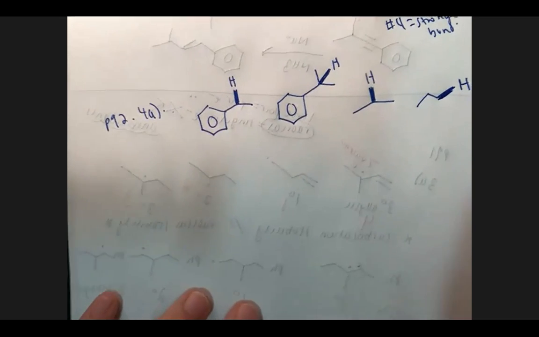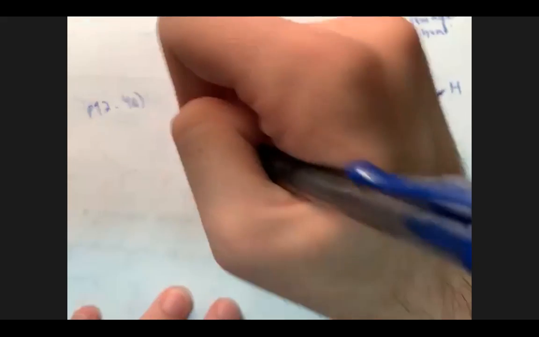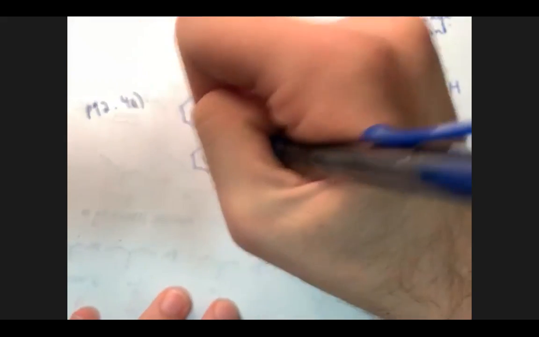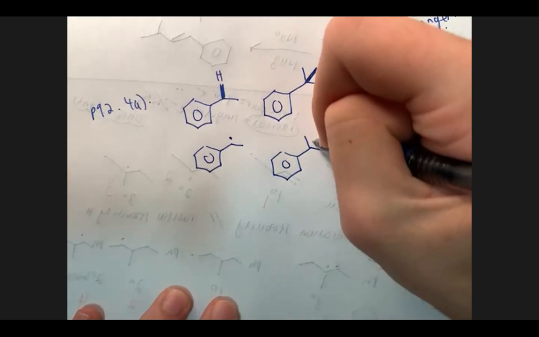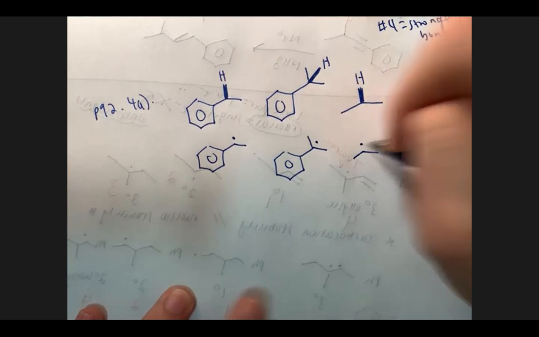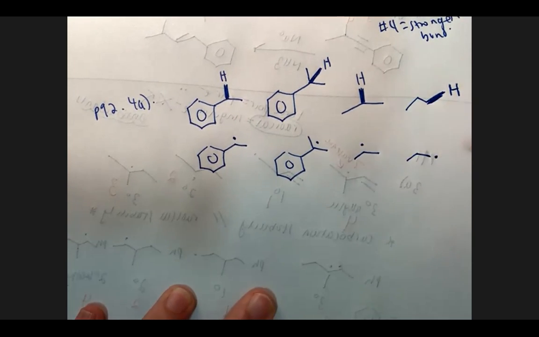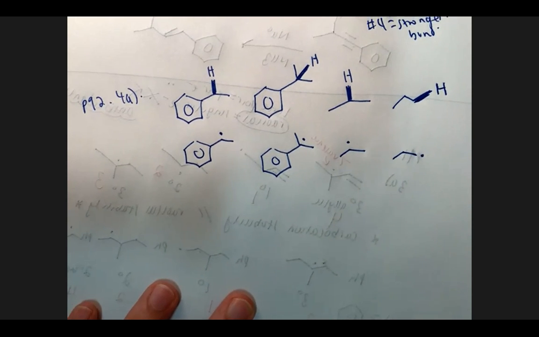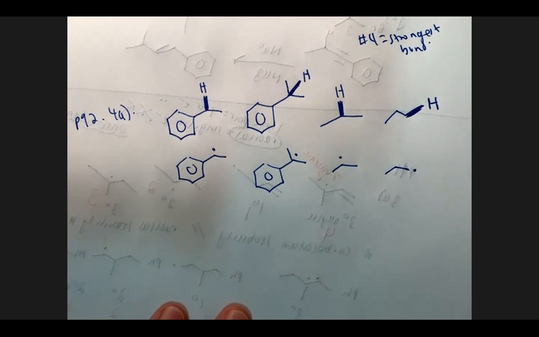So let's just imagine I broke all of these carbon-hydrogen bonds and had radicals left over, okay? So basically what I'm going to do is draw a radical in the position of where all of these bolded hydrogens are, okay? So I'm just going to draw it below. Here, here, oops, here, and here. So this is what would be the products of breaking these bonds, okay?